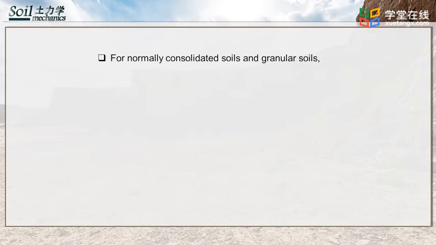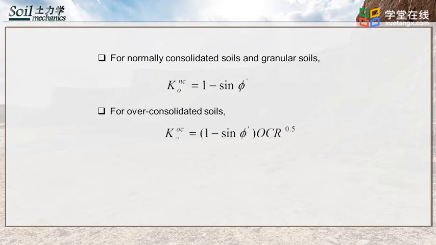For normally consolidated soils and granular soils, we can use the first equation to determine the K0 value. For over-consolidated soils, we can use the second equation to determine the K0 value. As we can see, the two equations are related to friction angle. For elastic analysis, the third equation can be used.